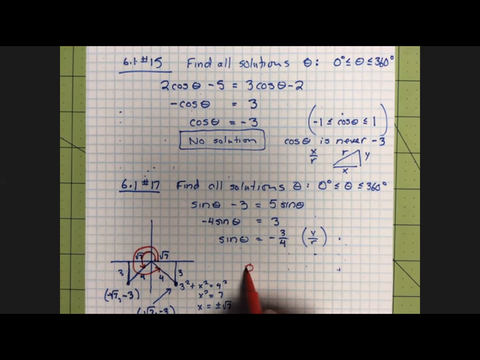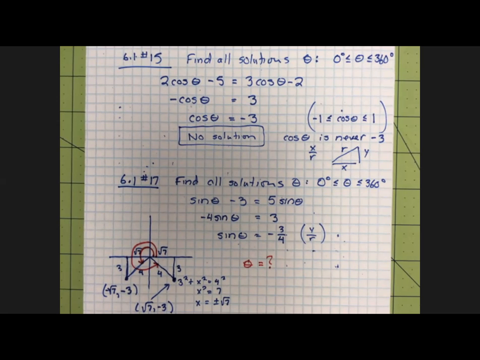But that theta is not a famous angle. I need the calculator to tell me what that is. And they want degrees, and they want the nearest tenth of a degree. So I need to ask the calculator, what angle has a sine of -3/4? And make sure I'm in degrees.